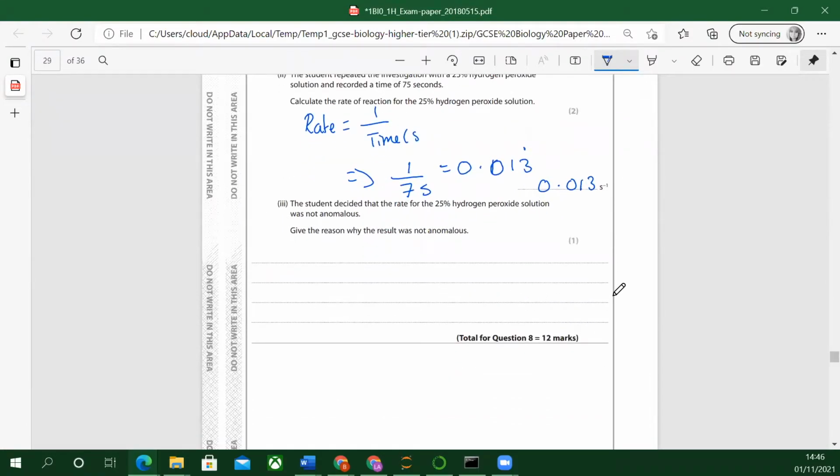It's not anomalous. So what it is is that the enzymes get a limiting factor. So at that point, the substrate concentration is not the limiting factor anymore. Because yeah, there is a point you can get to where we're increasing the percentage concentration and it will not actually do anything.